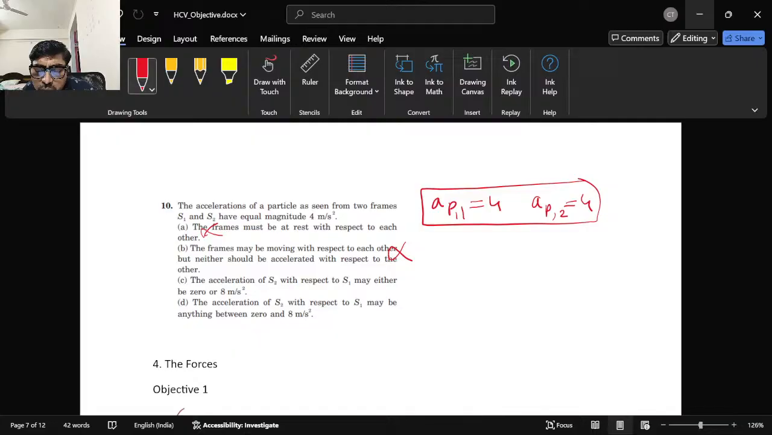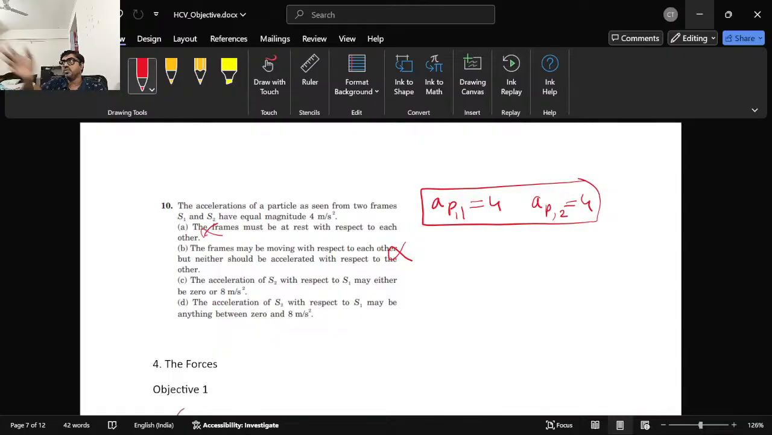Acceleration of S2 with respect to S1 may either be 0 or 8. If they are going in opposite directions, it will be 8. If they are going in the same direction, it will be 0. But that's not necessary. They can go in all possible directions. Why should they go only in the opposite or the same direction?